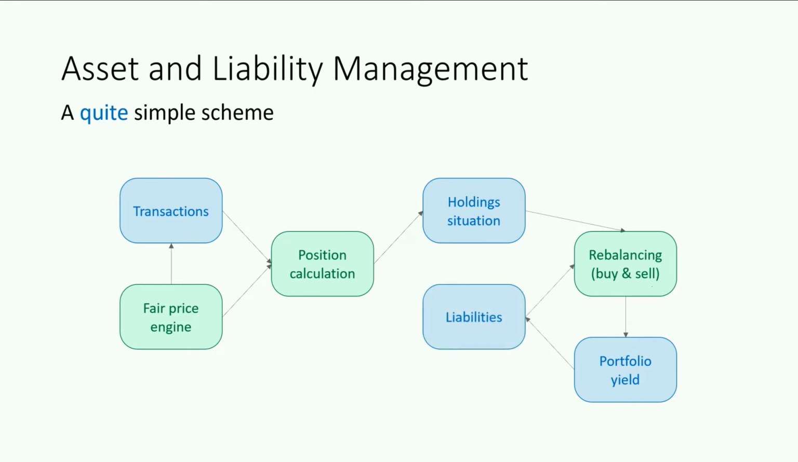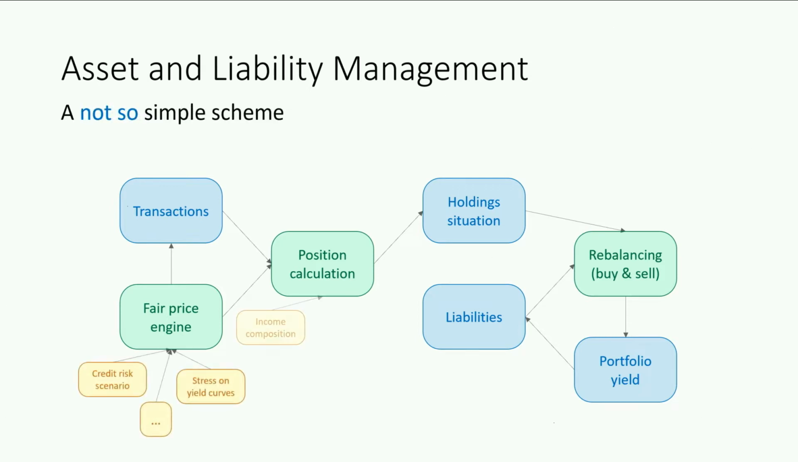If you bring in the liabilities, you get a loop like this, where the rebalancing is affected by the liabilities cash flows. For example, you may have to sell some of your assets to cover payments to the policyholders, and the portfolio yield affects the liabilities at later stages because the policies are revaluated based on this portfolio yield.